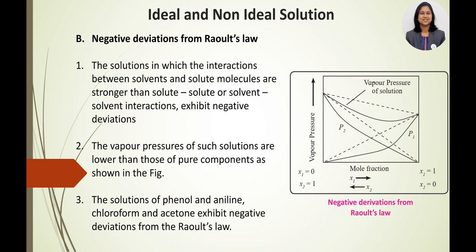I hope, students, you have understood ideal and non-ideal solutions. This is very easy. You just have to remember the diagram. Ideal solution, it has its points. Non-ideal solutions are divided into two parts: positive deviation from Raoult's law and negative deviation from Raoult's law. So for positive deviation, remember the diagram, and according to the diagram write down the points. And for negative deviation, remember the diagram, and according to the diagram write down the points.